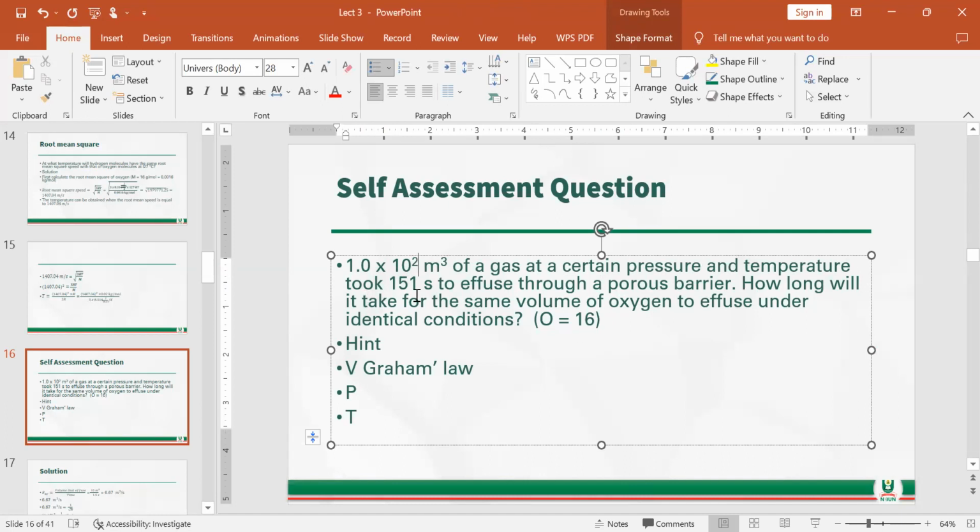How long will it take for the same volume of gas to effuse under identical conditions? The mass of oxygen is 16. So what is given here is that you use Graham's law. You apply Graham's law. And what does Graham's law say?